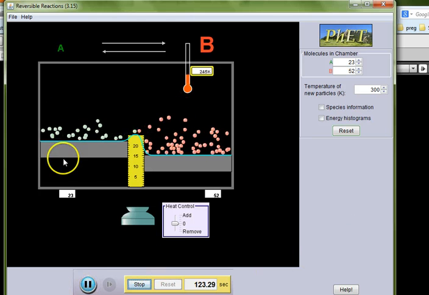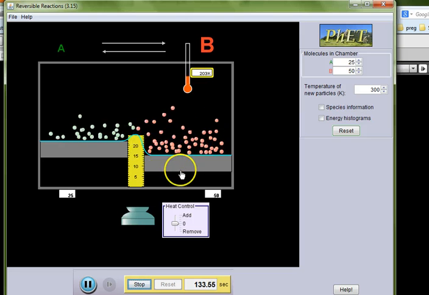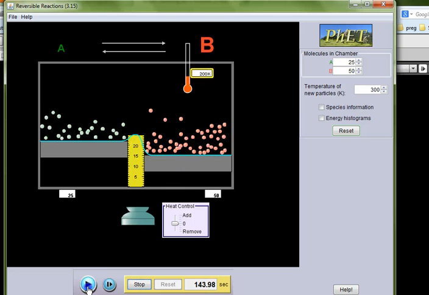Yeah, it should reach early because we already had some number of B's, and so it looks like the number stayed pretty constant at that level, and basically it seems like the equilibrium has been reached. Yeah, and so if we calculate the equilibrium constant at this point, what do you get? 50 divided by 25. Again, that's the equilibrium constant.